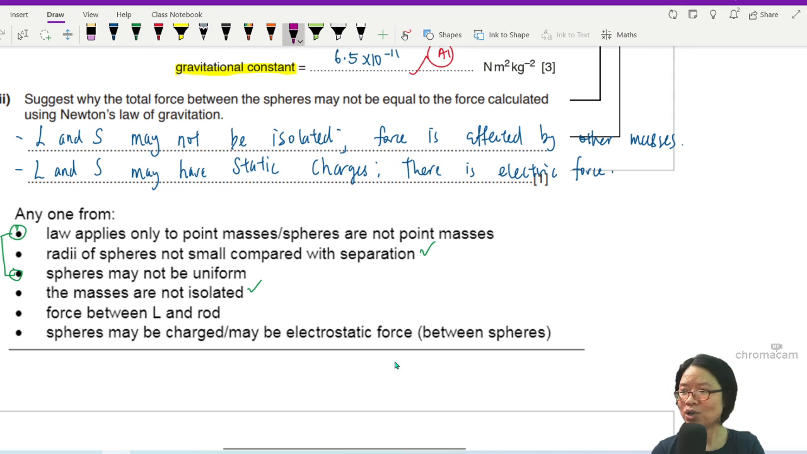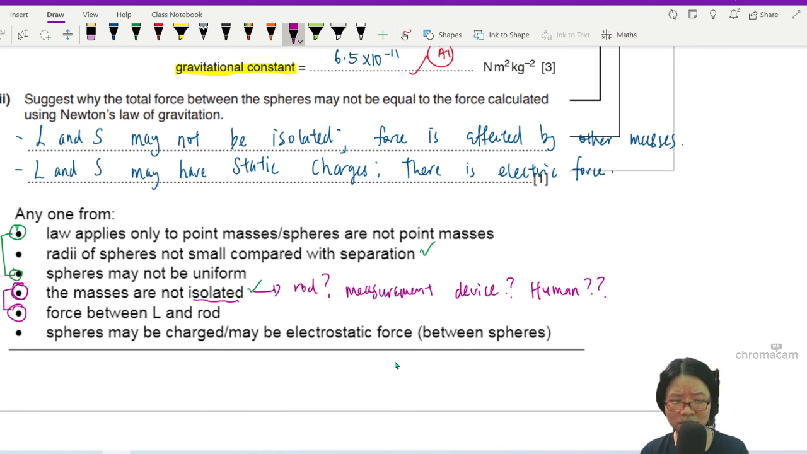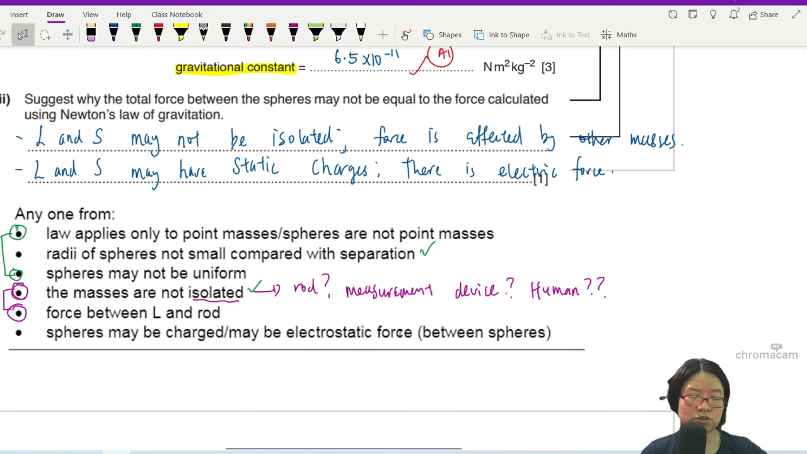And the fact that the masses are not isolated is the same as there could be forces between L and the rod. You think L and the rod wouldn't interact? So when we say not isolated, we can say there could be the rod, maybe your measurement device. Even if you put a camera there to capture, the camera also has mass. If you are in the room, you have mass. So it's very hard to put an object on Earth in a massless place. Very weird. Okay, the spheres may be charged. Okay, there can be electric force.